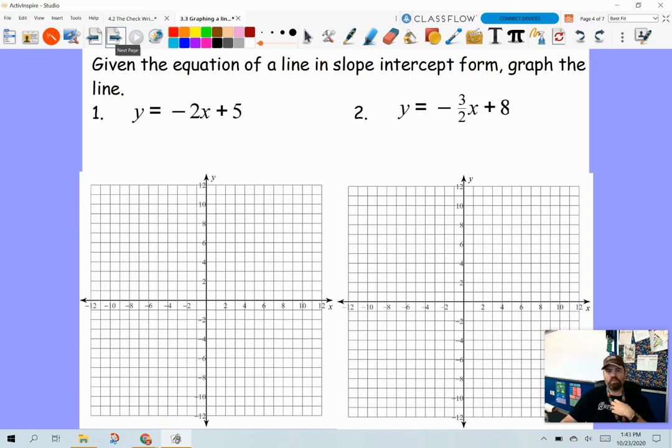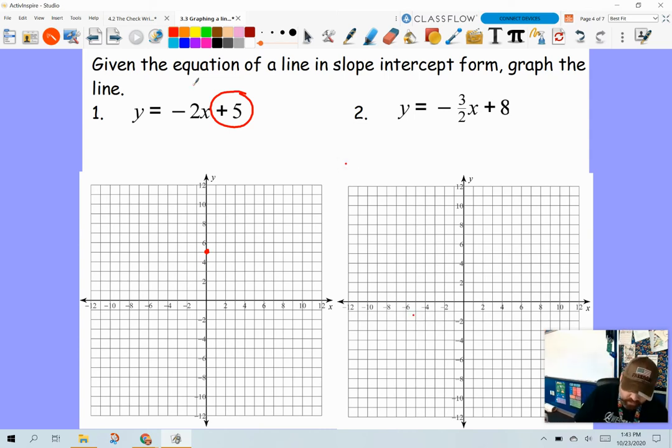Maybe it's just my years of experience, but I want you guys to be able to just look at these and say, oh, I know the y-intercept of that one is 5. I know that that line is going to cross the y-axis at 5. Because my x is 0, I'm not going to be moving left and right at all on this one. I know that my point is going to be right there. Okay, your y-intercept is where you're going to start your graph.